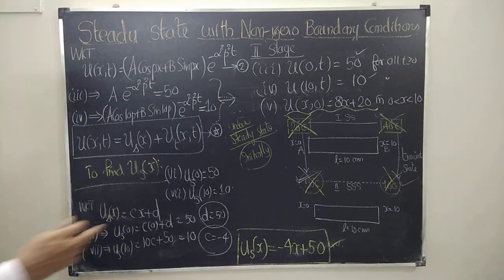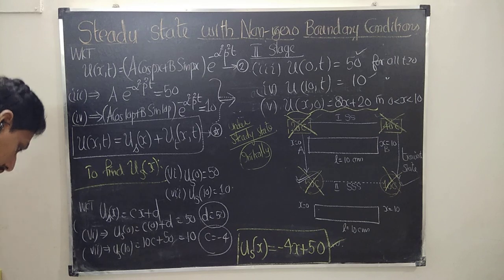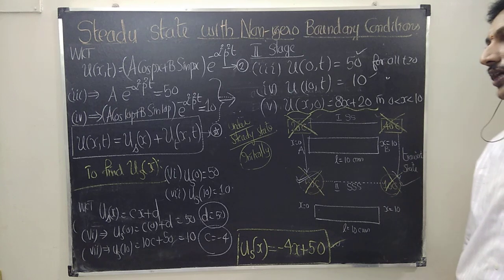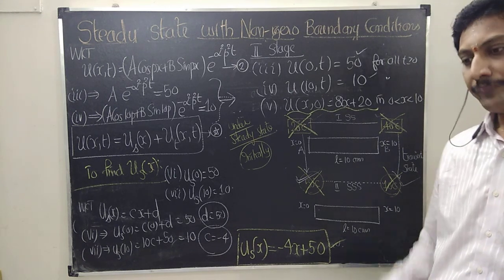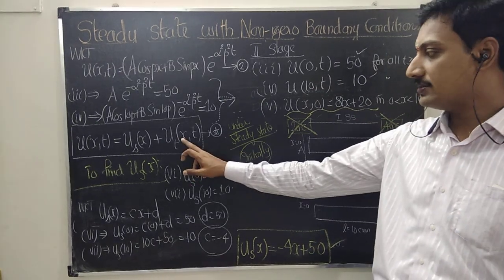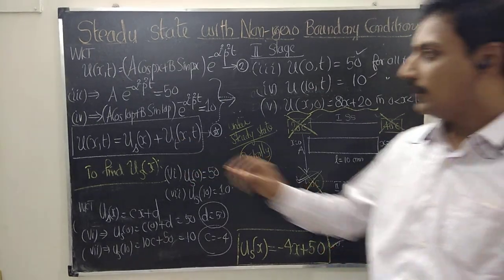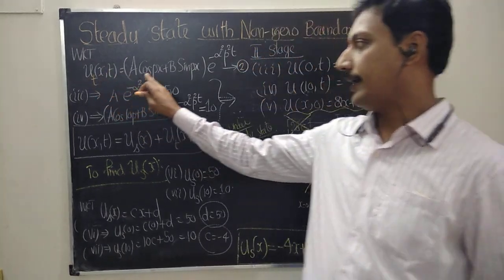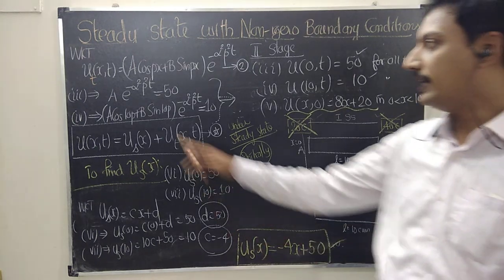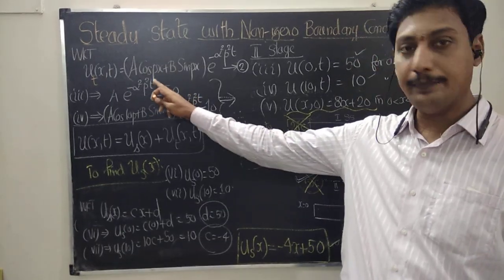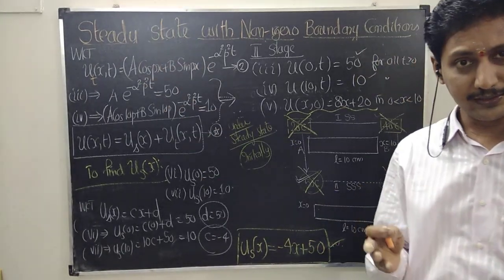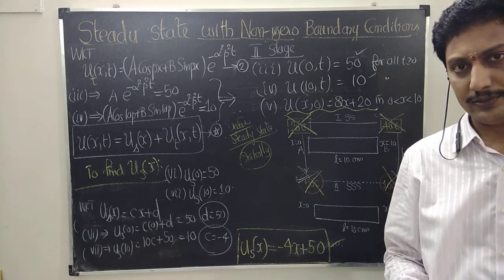But what about the transient state? How to get the transient state? If we need to get the transient state, it's a function of x and t. So what will be the complete solution of the transient state? It is a function of x and t. That means ut of x comma t is equal to, once again, a cos px plus b sin px, and e power minus alpha squared p squared t. So we need to determine a, b and p, and for that we need at least some zero boundary conditions.